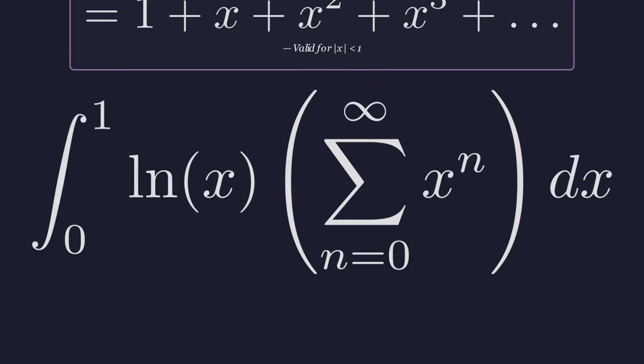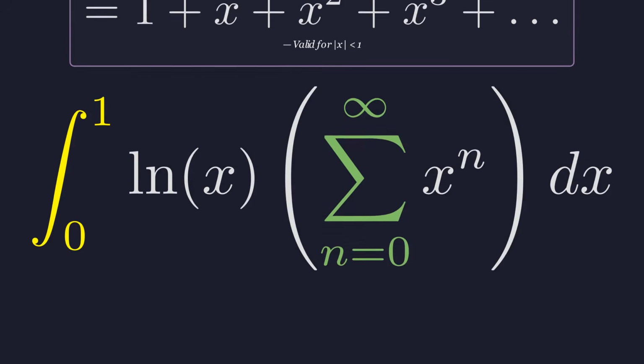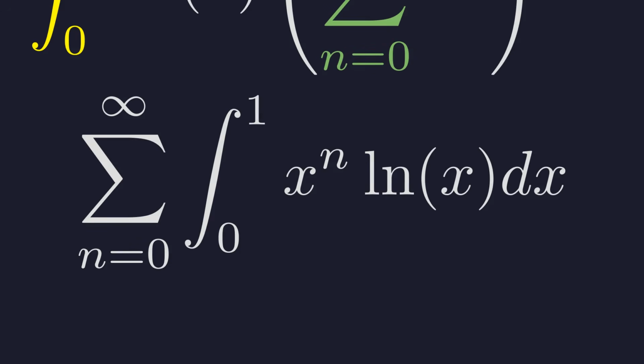Let's substitute this series expansion back into our original integral. Here, we have an integral of an infinite sum. Since the terms are non-negative over the interval, we can use the monotone convergence theorem to justify swapping the order of integration and summation. This is a powerful move. This transforms the problem from one difficult integral into an infinite sum of simpler integrals.